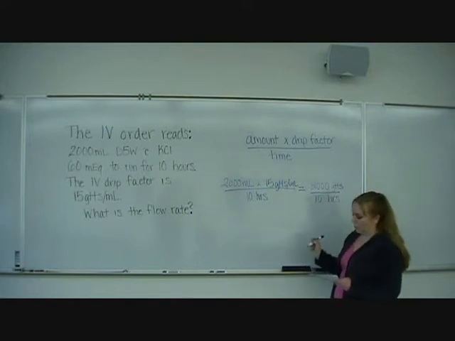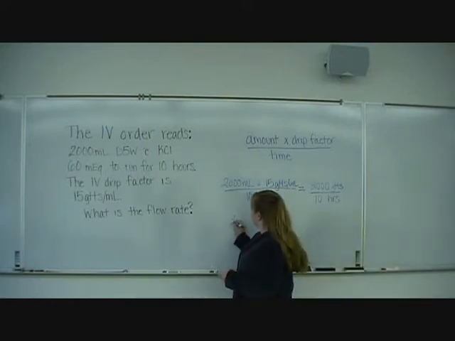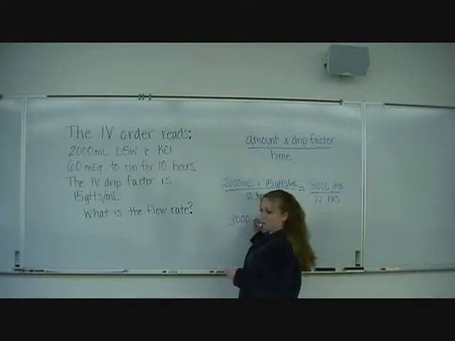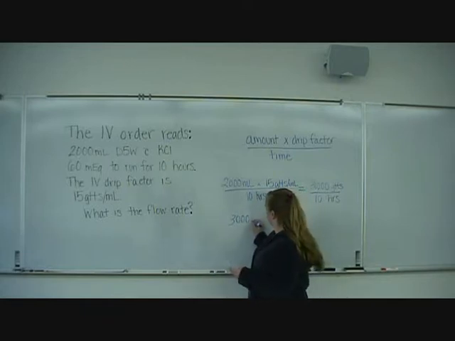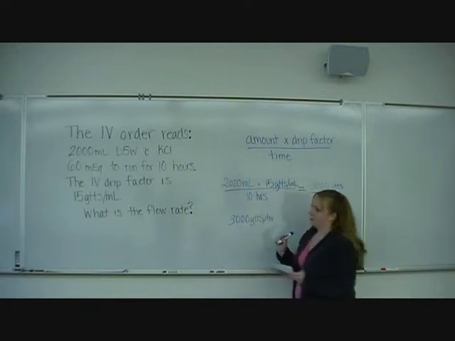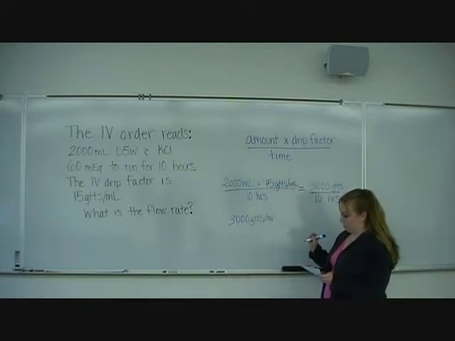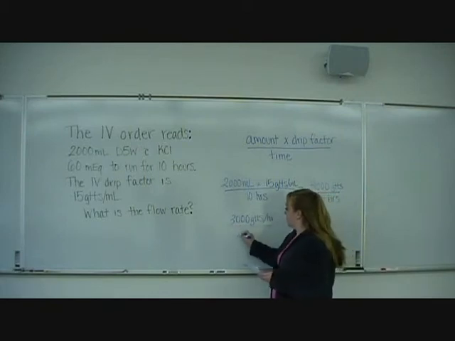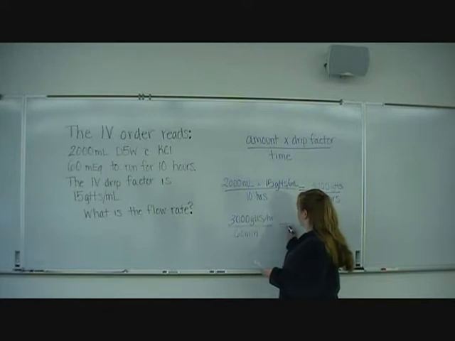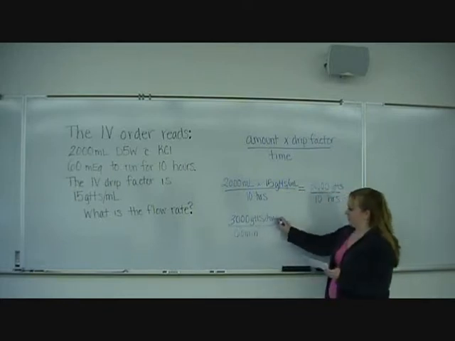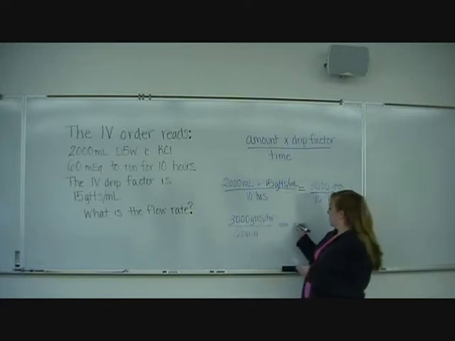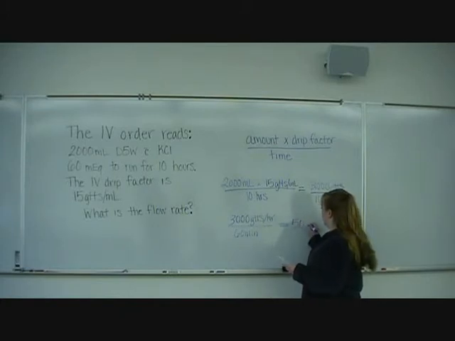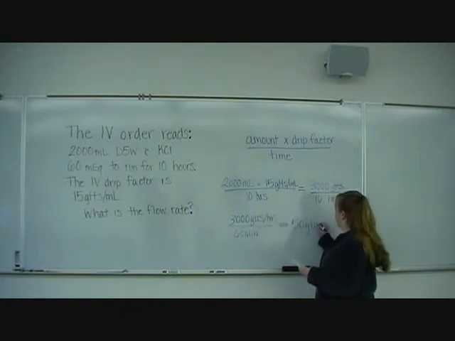You need to divide those, which gives you 3,000 drops per hour. But we need to know what it is per minute. So if we divide by 60 minutes, and it gets rid of the hour part, you end up with 50 drops a minute.